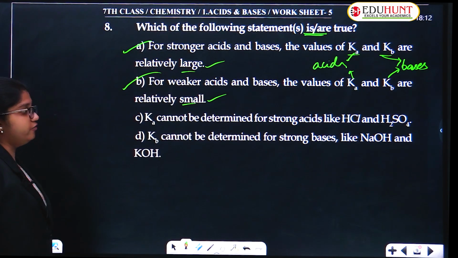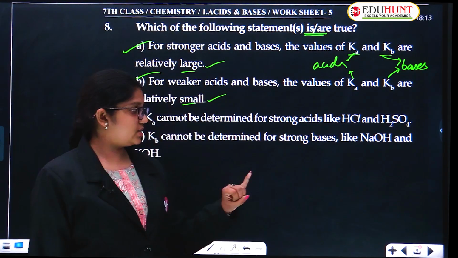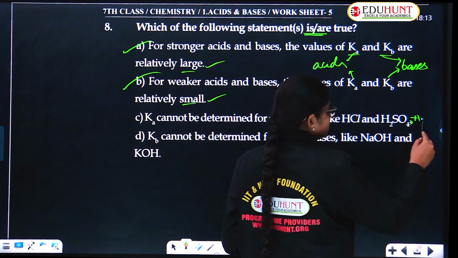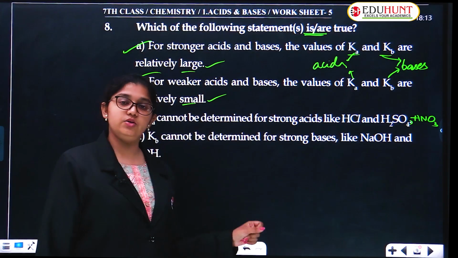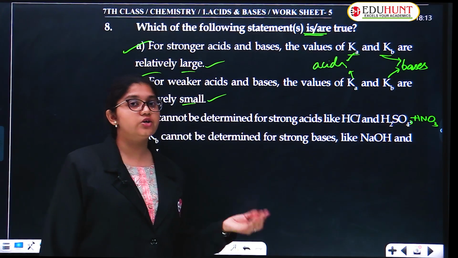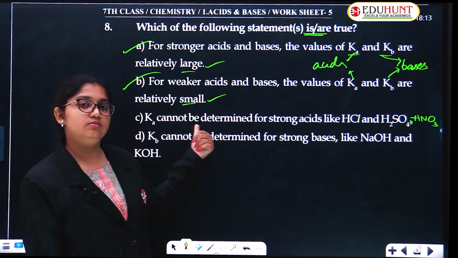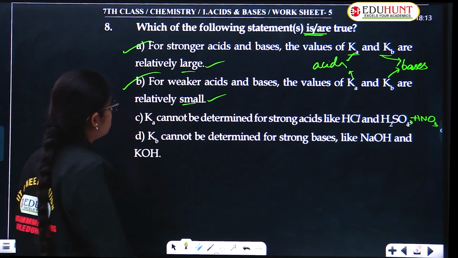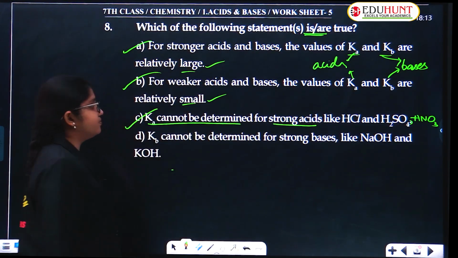Ka cannot be determined for strong acids like HCl and H2SO4. Right. Children, there is an exception regarding HCl, H2SO4 and HNO3 also. These three are completely dissociating in ordinary dilutions, because of that the Ka value is not determined. This we also have in the concept only. So the Ka value is not determined in these strong acids, so it is also a correct option for you.